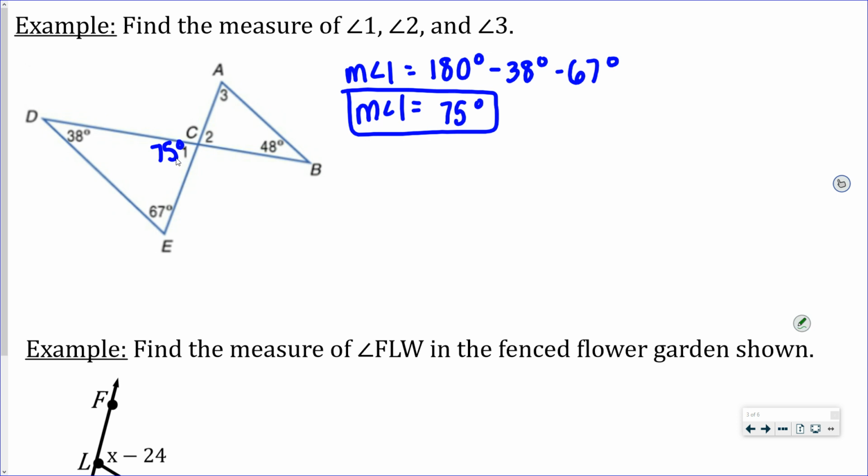So now that we know angle 1 is 75 degrees, what can we do from there? Tyson? We know angle 2 is also 75 degrees. Okay, correct. Why? Vertical angles. Good job. Vertical angles are formed by two intersecting lines, right? So vertical angles are always congruent. If that's 75 degrees, this one's going to be 75 degrees.